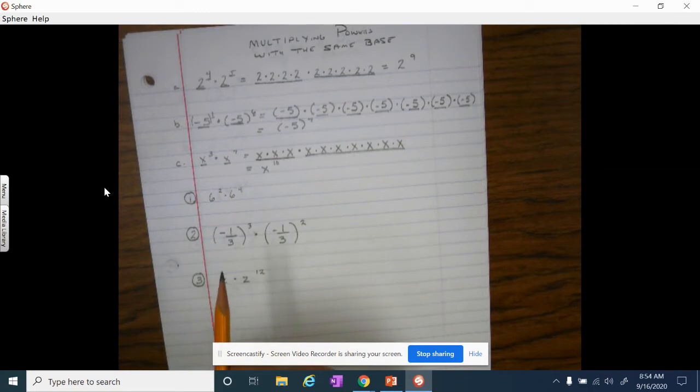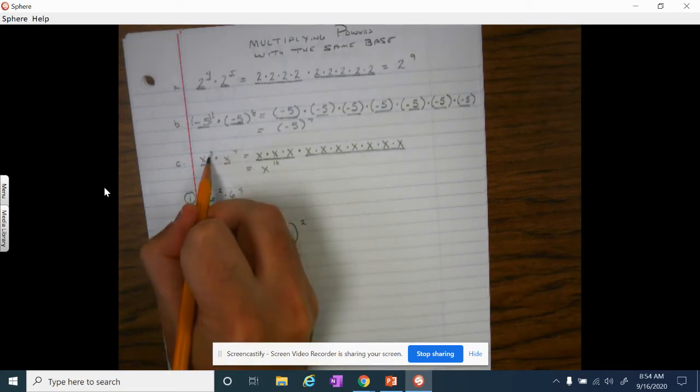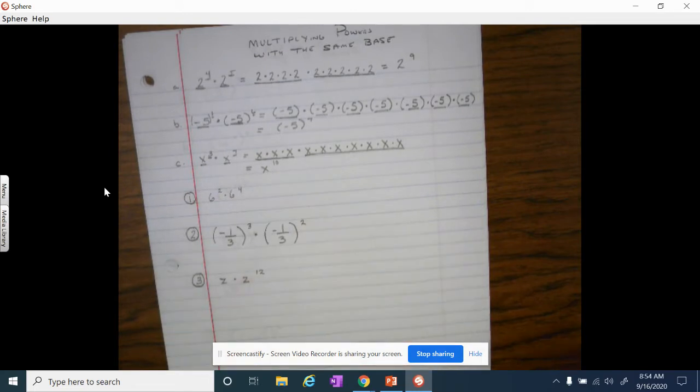I showed you visually why it works, but once again, we want to utilize our shortcut.